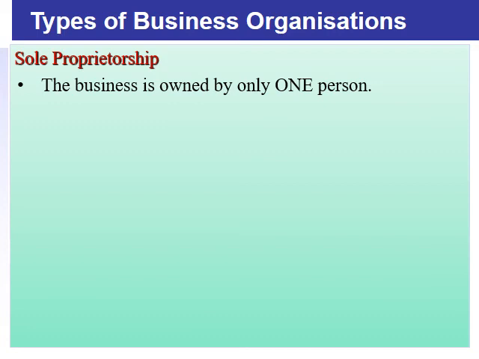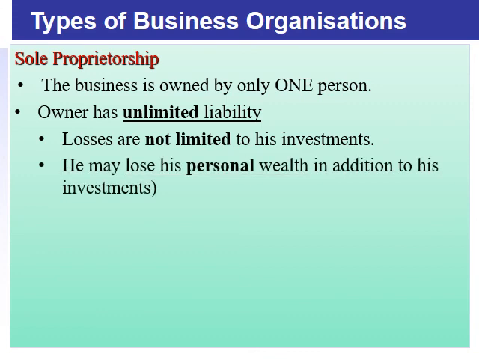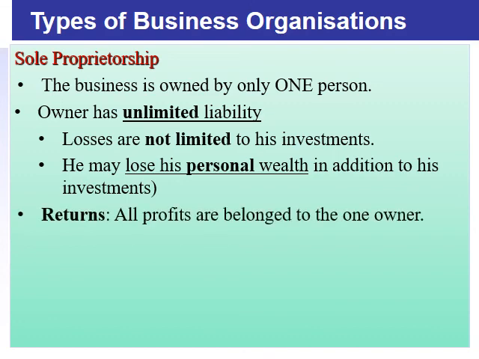The sole proprietorship is the simplest form of business organization. The business is owned by only one person. The owner has unlimited liability. Losses are not limited to his investment alone. He may lose his personal wealth in addition to his investments. However, all the profits belong to the one owner.